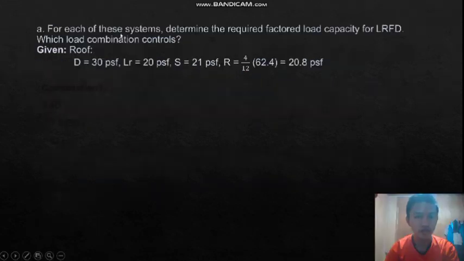For each of these systems, determine the required factored load capacity for LRFD, and which load combination controls. Given for the roof: dead load is equal to 30 PSF, LR is equal to 20 PSF, snow load is equal to 21 PSF, rain load is equal to 4/12 multiplied by 62.4, the density of water, which equals 20.8 PSF.